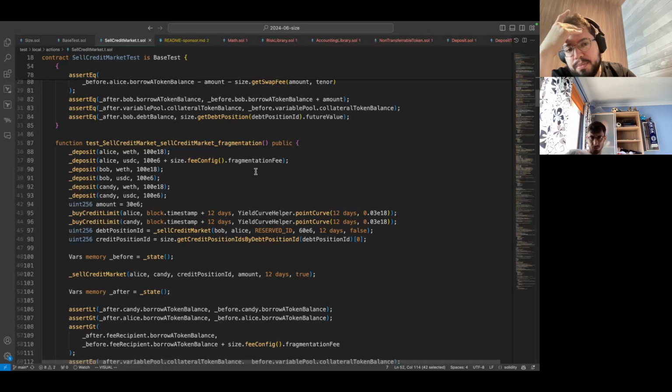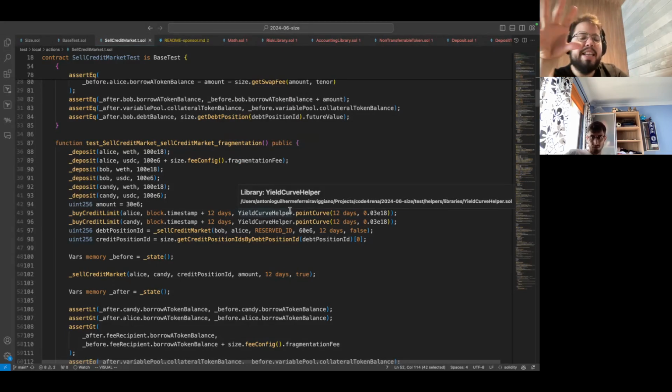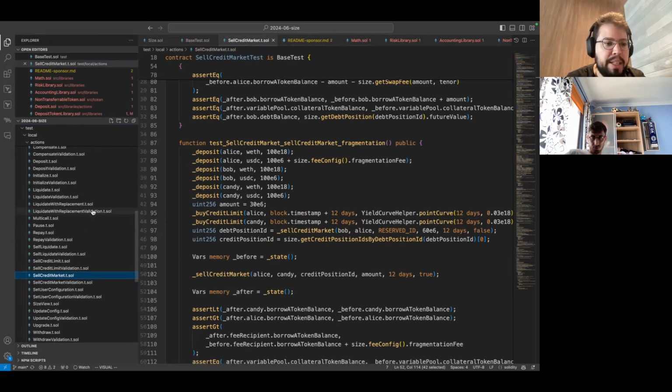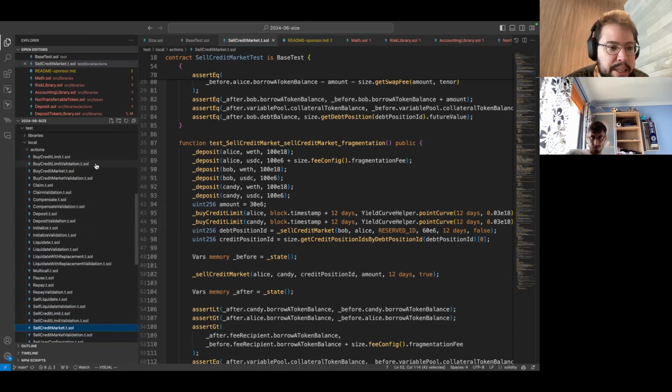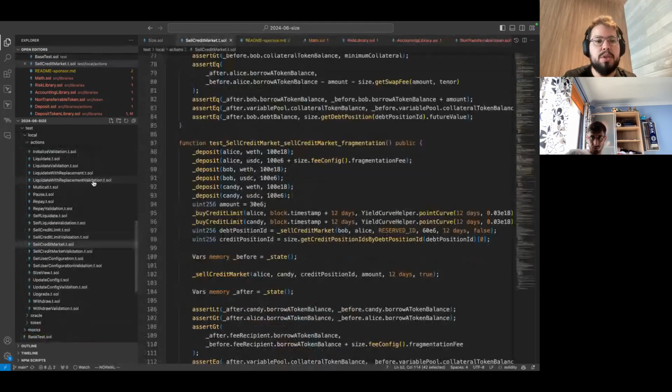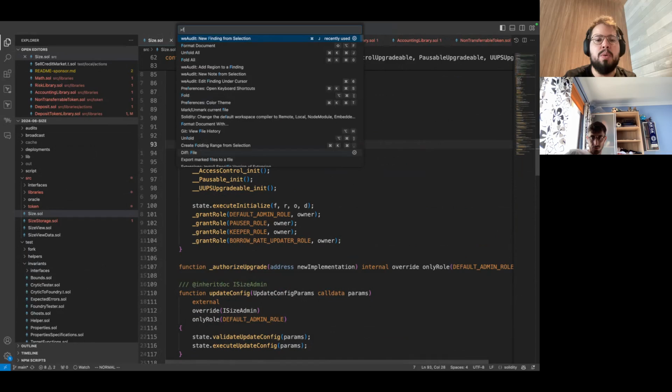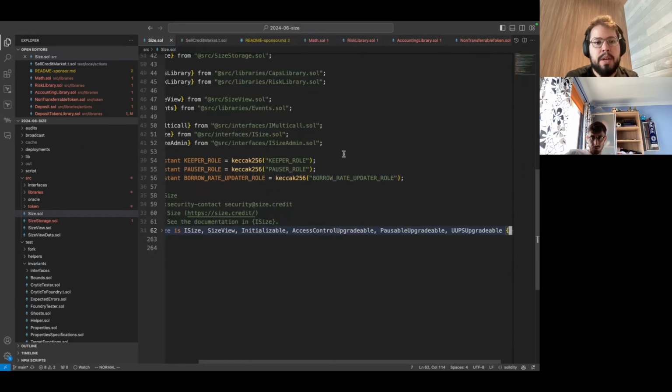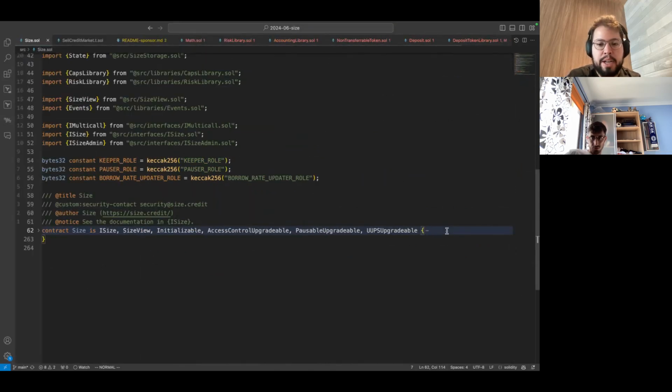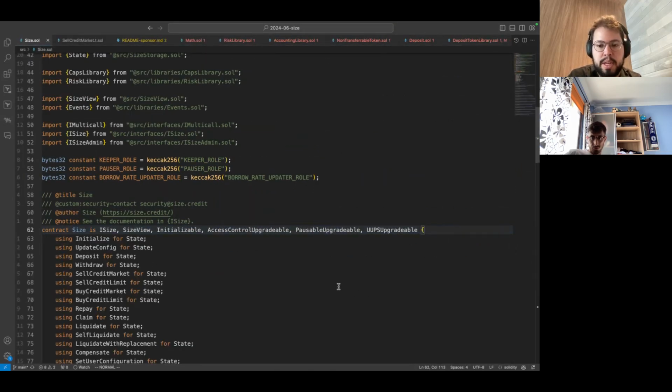And I think the organization of tests here is also a bit opinionated. As you can see, what we tried to do was to create one test file for each action that we have in our system. So as you can see here, these are all our actions on the protocol.